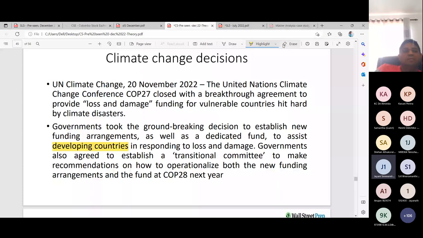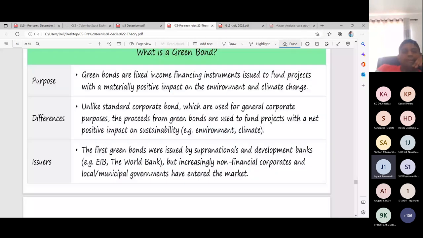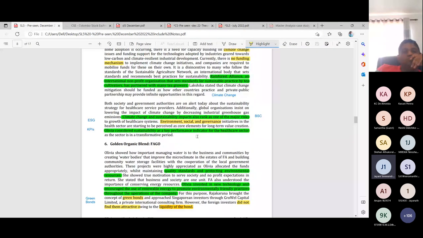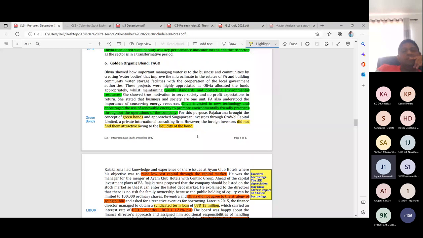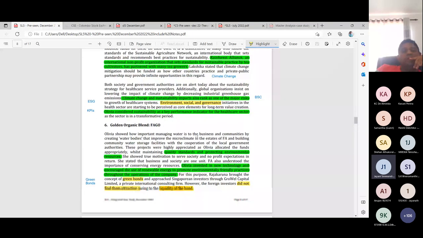Right. So that's another area you can focus on actually. Right. Then we can move to number six, this golden opening print, FAGO.